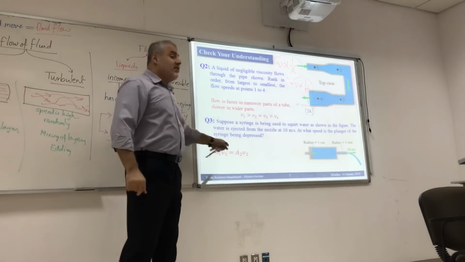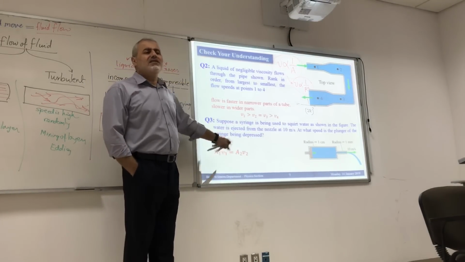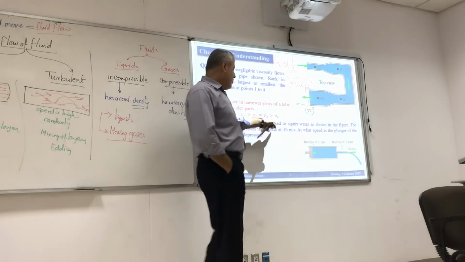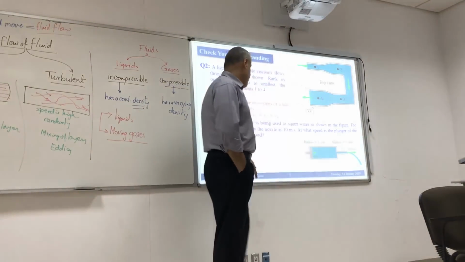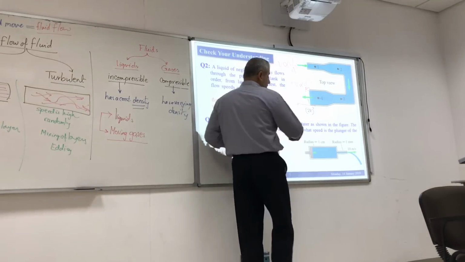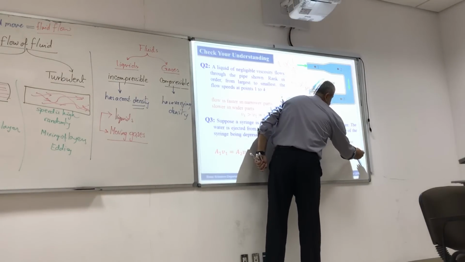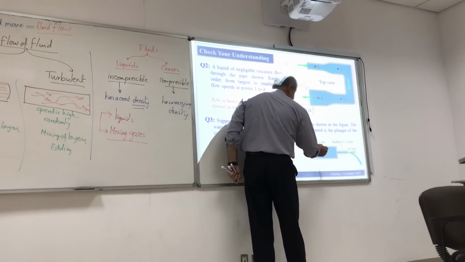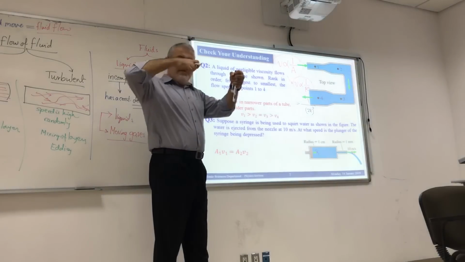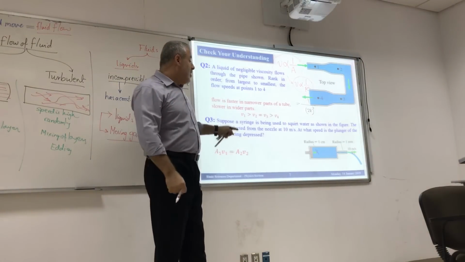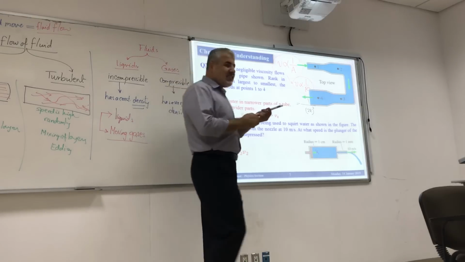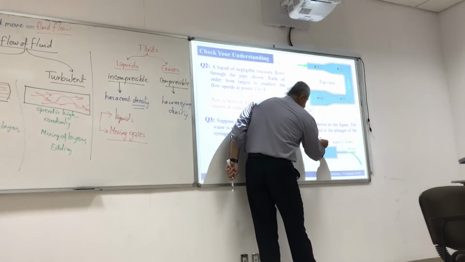Now pay attention with me. This is a typical question, and I always expect it. Suppose a syringe is being used to squirt water as shown in the figure. The water is ejected from the nozzle at 10 meters per second. Here, this is called V2, and we will call this V1. At what speed is the plunger of the syringe being depressed? The plunger is what we press on the syringe. We have a simple problem. This is centimeter and this is.